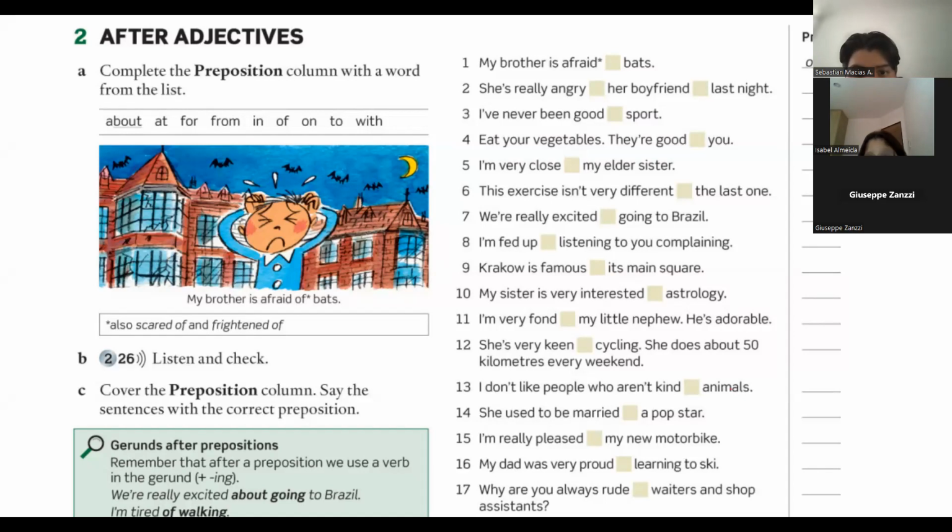This is Sebas, number 3. I've never been good with sport. What was the preposition? With. With, are you sure? But we also learned this one today. At sport. Yes, good at. Okay, please help me. Next, Josep, 4.